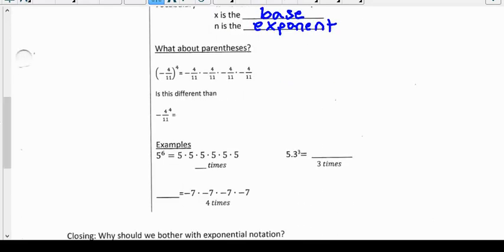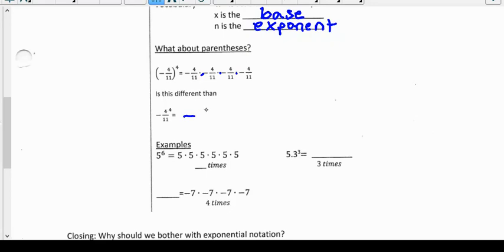Okay, so what about parentheses? Why would we need them? Well, we know we've used parentheses before to show multiplication, right? So when we see these parentheses here, it's saying negative 4/11 times itself 4 times. 1, 2, 3, 4 factors of negative 4/11. That's different than this. This is read the opposite of 4/11 raised to the 4th power.